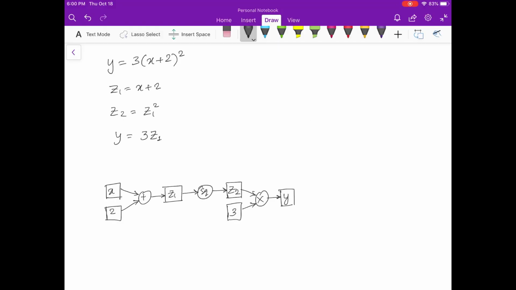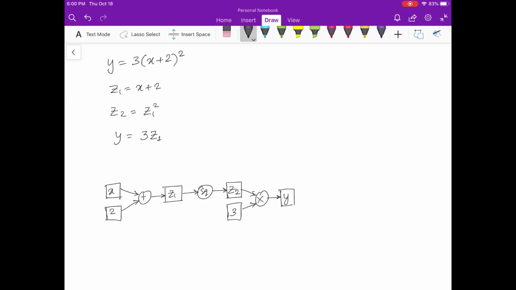One of the equations that we saw in the last video was this: y equals 3 times (x plus 2) squared. And we broke it down into its constituents like this: z1, z2, and y, and finally we drew the compute graph. Now in this video, let's draw the backpropagation graph for this compute graph.